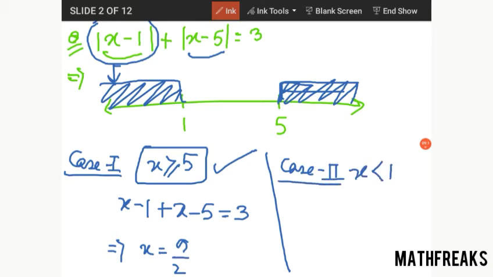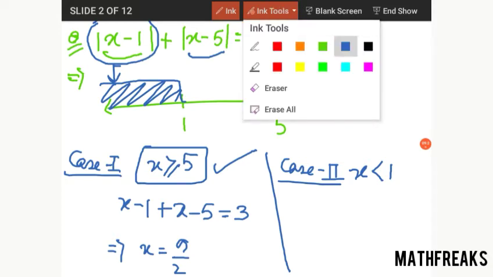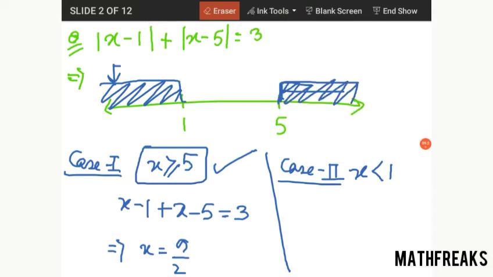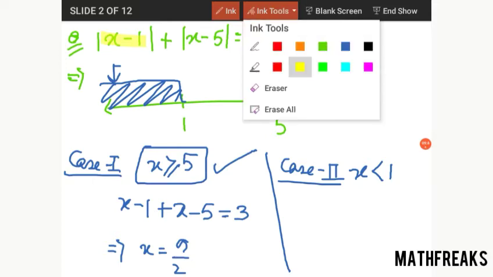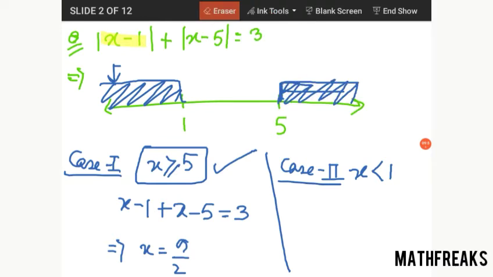Now for case number 2, look at the mods and tell me how will we open the mods. It is pretty obvious that since x is less than 1, this quantity will always be negative. Correct? See, I am talking about x less than 1. I am not talking about x less than or equal to 1. Okay, I have not taken that. So remember, I am talking only about x less than 1. So this one will always be negative. So if this one is always negative, we have to open it with a negative sign. So this will be minus of x minus 1.